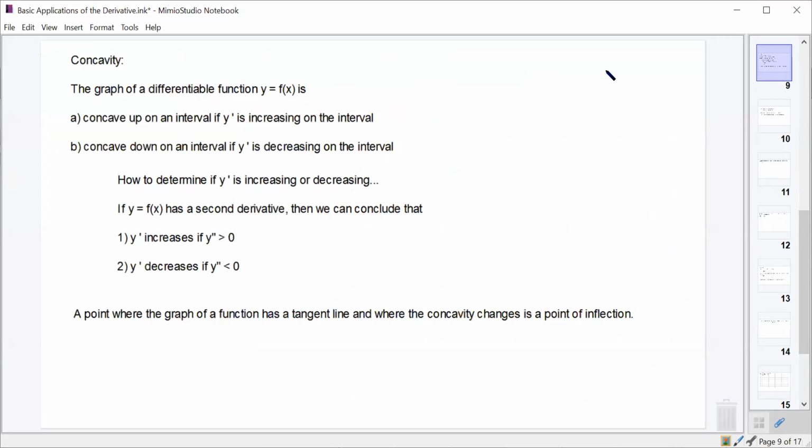We talked about concavity. We know that if the second derivative is positive, then the function is concave up on that interval. And we know that if the second derivative is negative, the function is concave down on the interval. And we, I hope, remember what concave up and concave down look like, right? And so we can also say that if the derivative is increasing, the function is concave up, and if the derivative is decreasing, it's concave down.